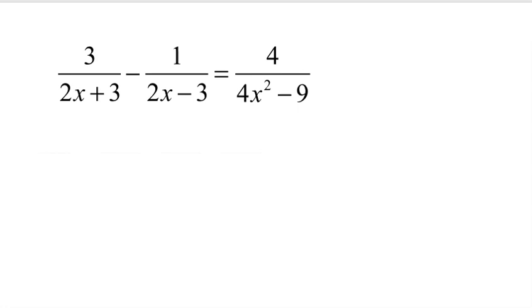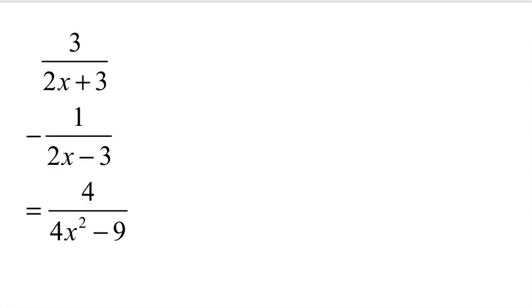Here we have 3 over 2x plus 3 minus 1 over 2x minus 3 equals 4 over 4x squared minus 9. Again, I prefer to work vertically. We're going to build common denominators. Need to factor 4x squared minus 9. That's 2x minus 3, 2x plus 3.